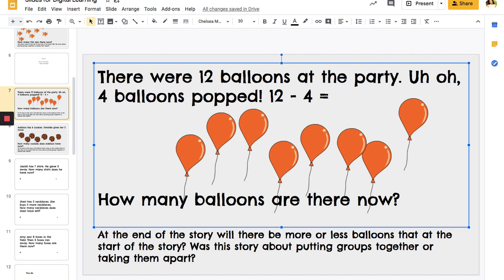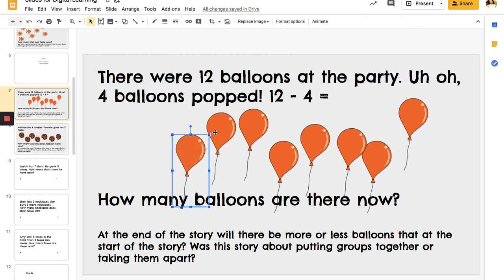Very good, boys and girls. If you said 6, great job. If you did not, let's see where you went wrong. Now, let's count our balloons and see how many we have left. 1, 2, 3, 4, 5, 6.